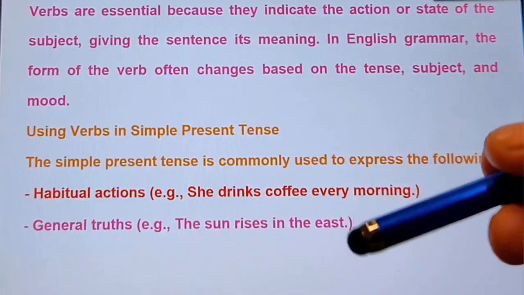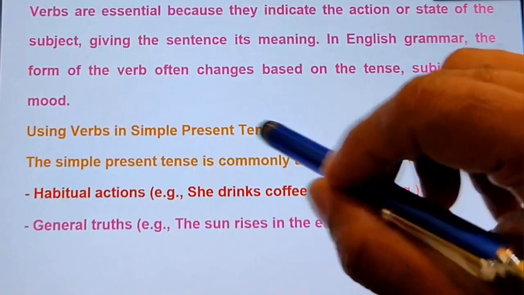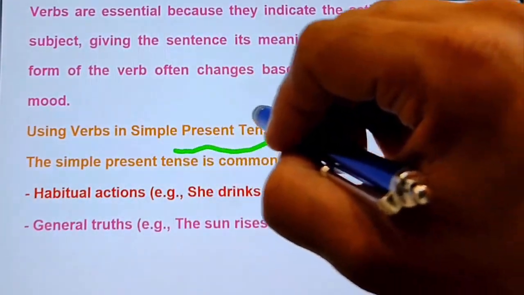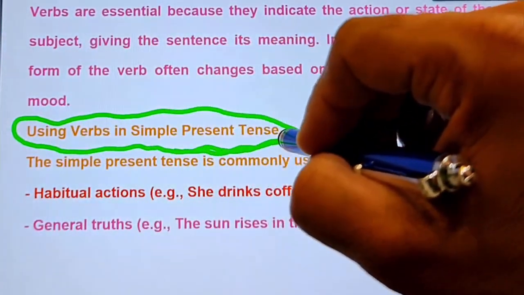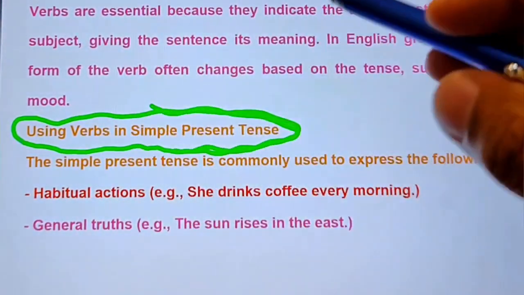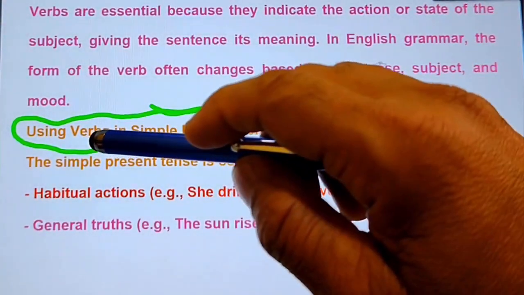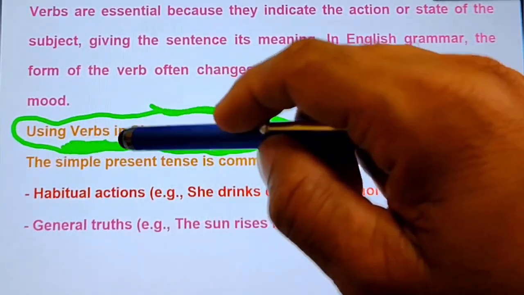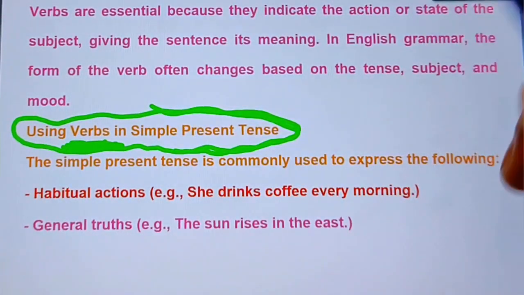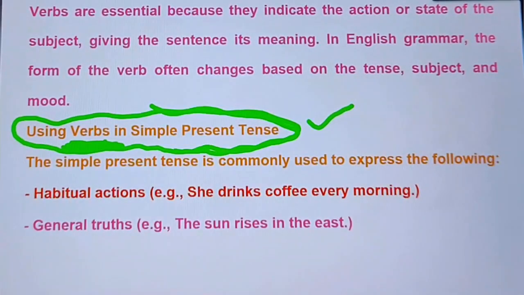Let's describe the verbs in simple present tense, where we use verbs in simple present tense. That's why we are describing the verb in this lesson today, because we focus on simple present tense. This tense uses lots of verbs, and when you know about the verb, then it is very easy to understand simple present tense. That's our main topic of this lesson, using verbs in simple present tense.